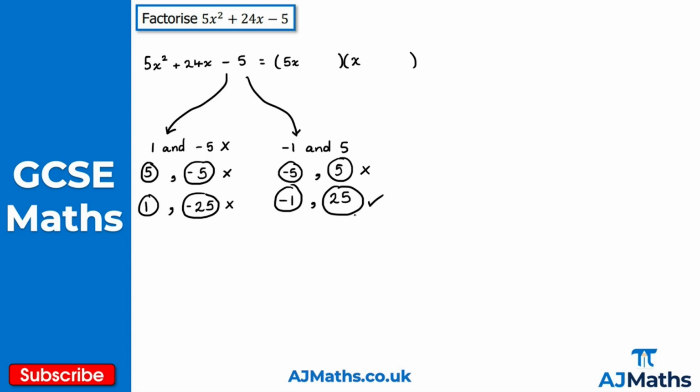We've got minus 1 and 25 here. So which number did we times by 5? Well, we times the 5 here by 5. That means the 5 here will go in this bracket, like so, and that's positive 5. So we do x plus 5 there. But for this minus 1 here, that's negative. That would be 5x minus 1 there. Okay, and there we have it. So that's the solution there to question 2.